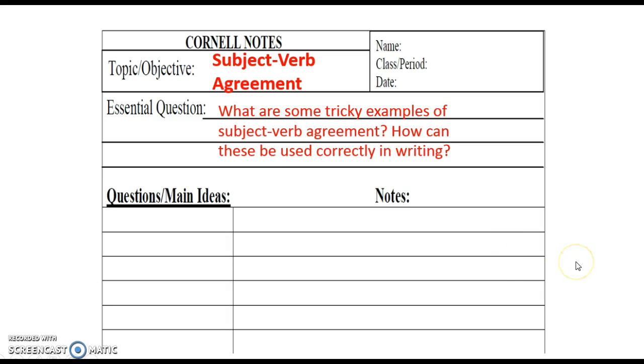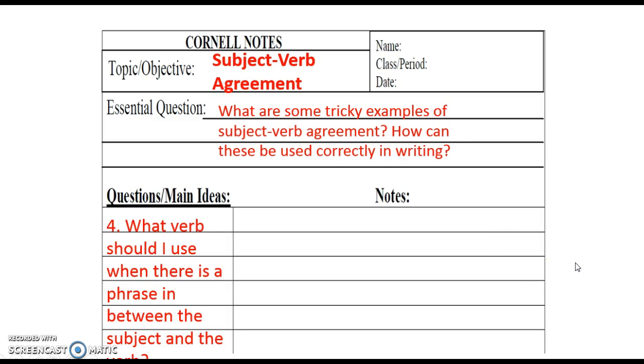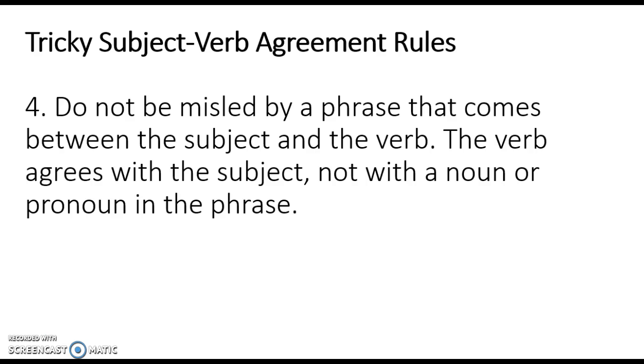All right, we're going to do our last 3 tricky rules. So question 4, and it looks like it cut off here a little bit at the bottom, but it's what verb should I use when there is a phrase in between the subject and the verb? So again, that word that's cut off is verb. And so this is tricky, you guys, because sometimes people can be misled when there's something that's happening between the subject and the verb. And so what we have to remember is that the verb always agrees with the subject, not with something in between. And I'll show you an example here in a second.